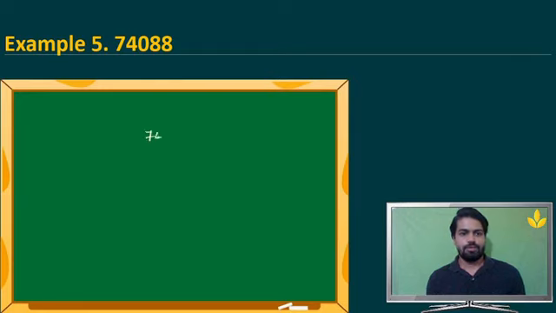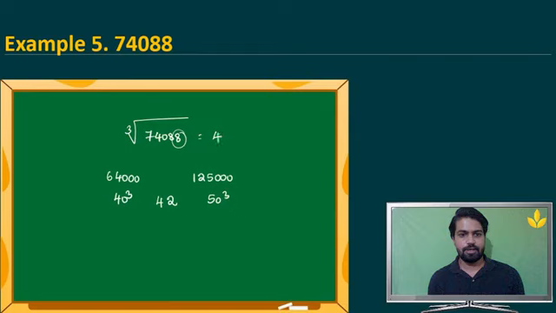And 74,088. This falls between 64,000, that is 40 cube, and 1,25,000, which is 50 cube. So my answer is between 40 and 50, and this is ending with 8, so my answer should end with 2. So the cube root of this is 42. Simply, within no time I can tell the cube root of these numbers, provided they are perfect cubes.